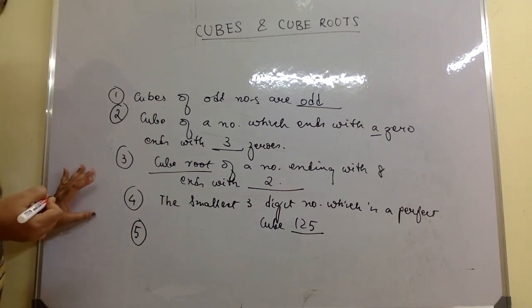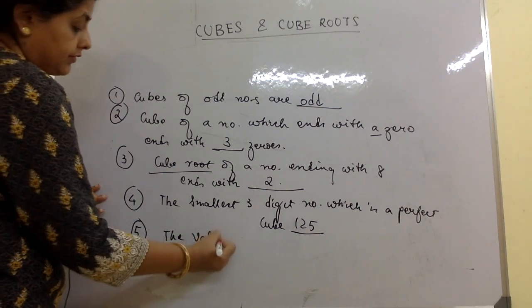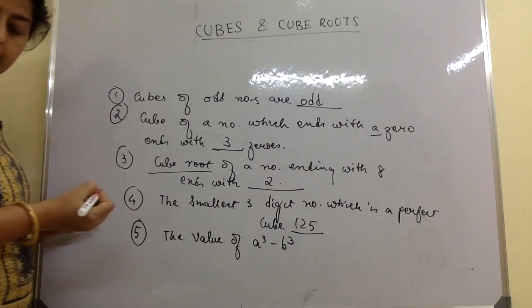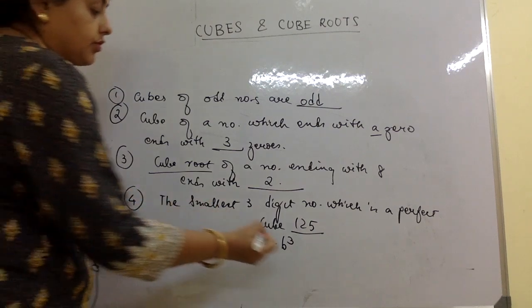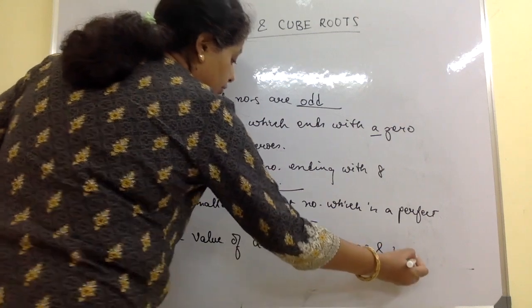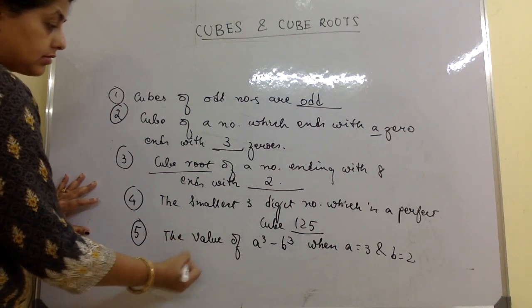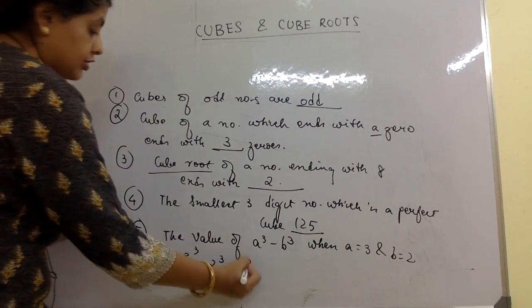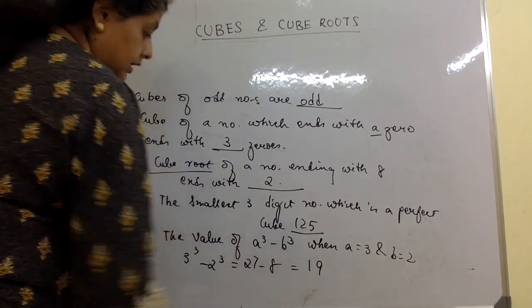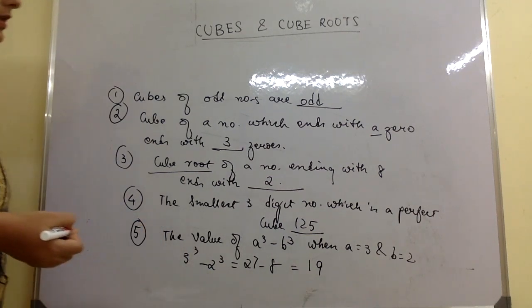The value of a cube minus b cube when a is equal to 3 and b is equal to 2. So how much is the value of this? This is 3 cube minus 2 cube, which is 27 minus 8, which is equal to 19. So you have to work it out like this.